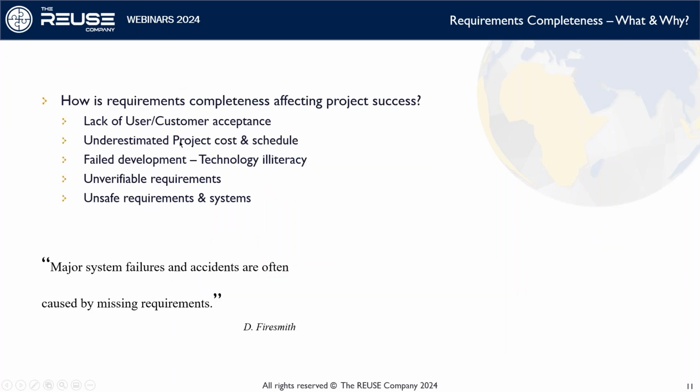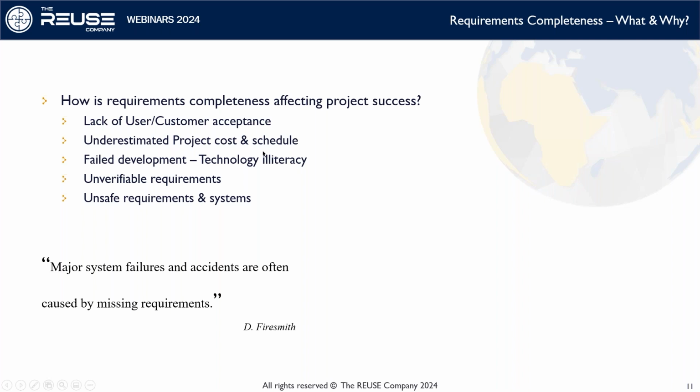So how is requirements completeness affecting project success? As I said earlier, you could have a lack of user or customer acceptance. So if we miss some of the aspects that were expected, then we might end up with a low acceptance of the product.